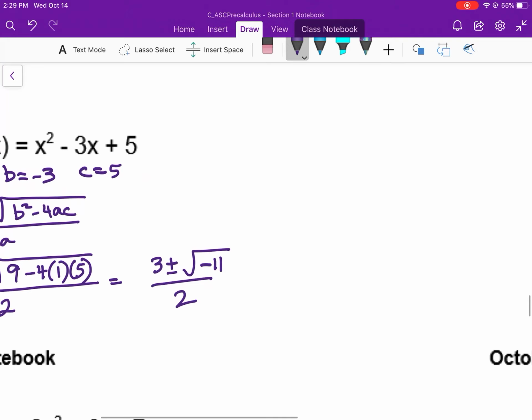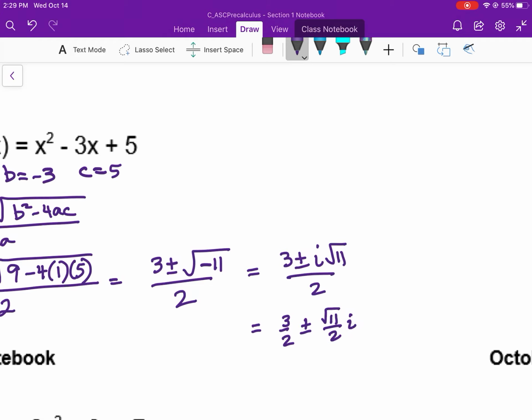And you're like, oh, yay, an imaginary answer. So it's just 11. So this is just 3 plus or minus i radical 11 all over 2. But remember, probably should write that in a plus bi form. So that becomes 3 over 2 plus or minus radical 11 over 2 i.